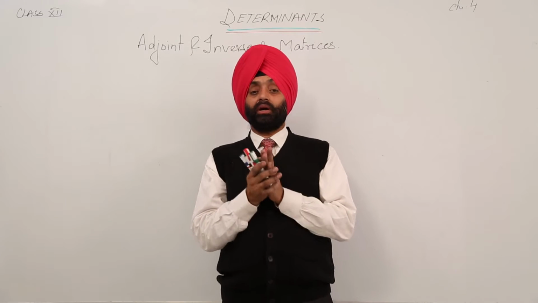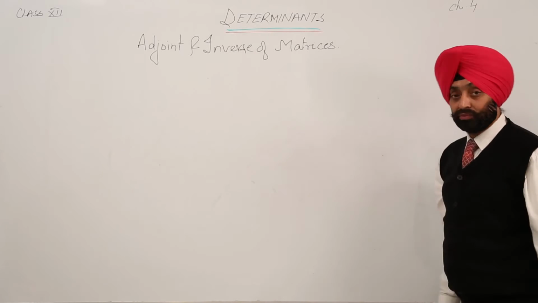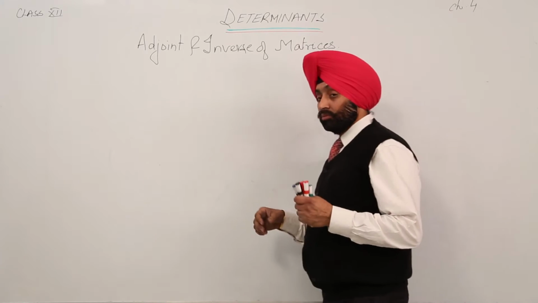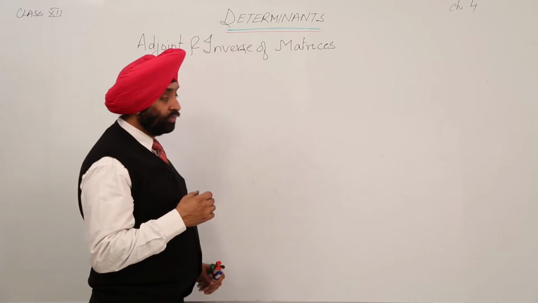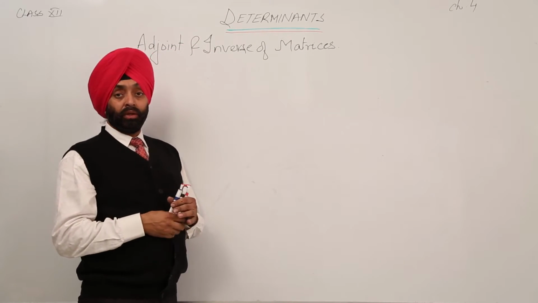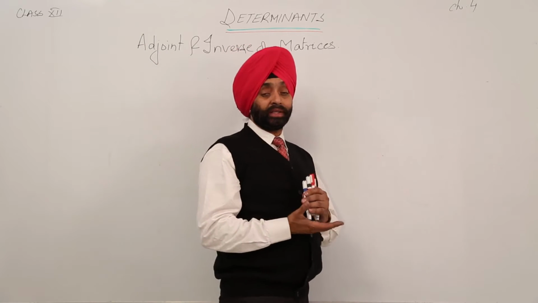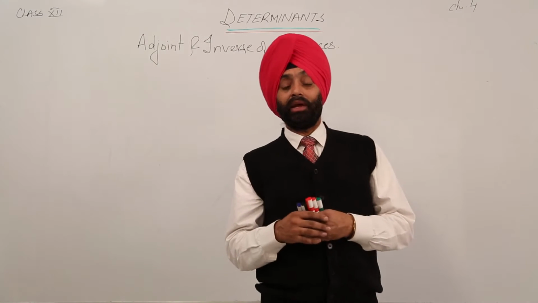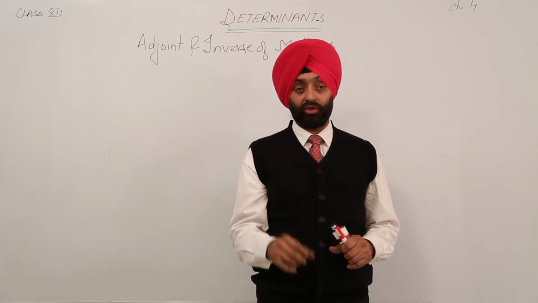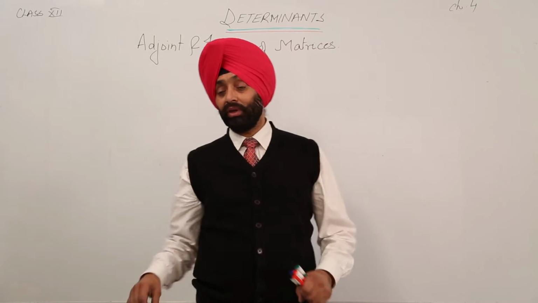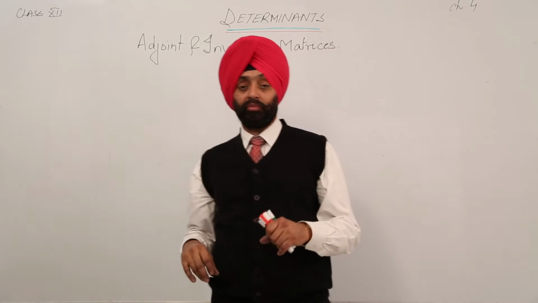Now we are on the next important topic, adjoint and inverse of a matrix. You already know how to find the inverse. We have done it in the last chapter on matrices, that the inverse of a matrix can be found by elementary operations, elementary row operations or elementary column operations. Now here we are going to find the inverse of a matrix with the help of determinants.